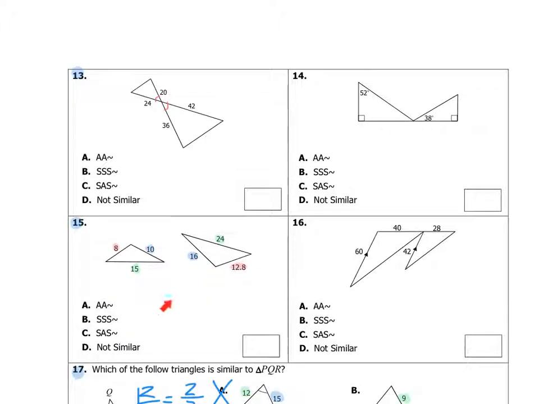Same way for 15. I've color coordinated your corresponding sides. Smallest with smallest, middle with middle, largest with largest. They all need to have the same ratio.